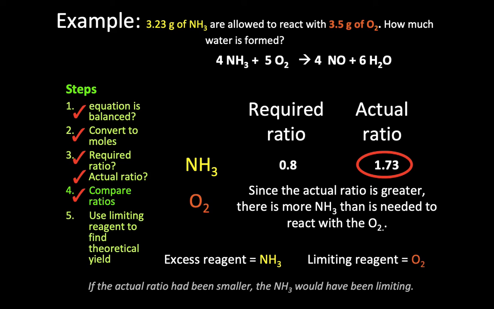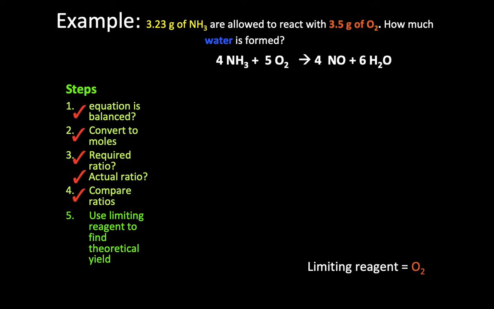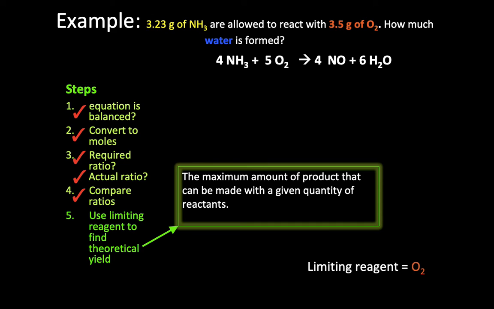So now that we know which of the reagents is limiting, we're going to use that one to be able to find the theoretical yield. Theoretical yield, we should also define to be sure we know what we're looking for. So it says the maximum amount of product that can be made with a given quantity of reactants.